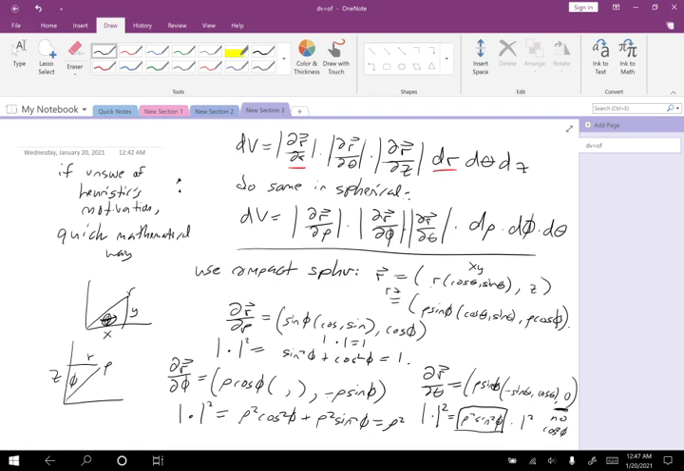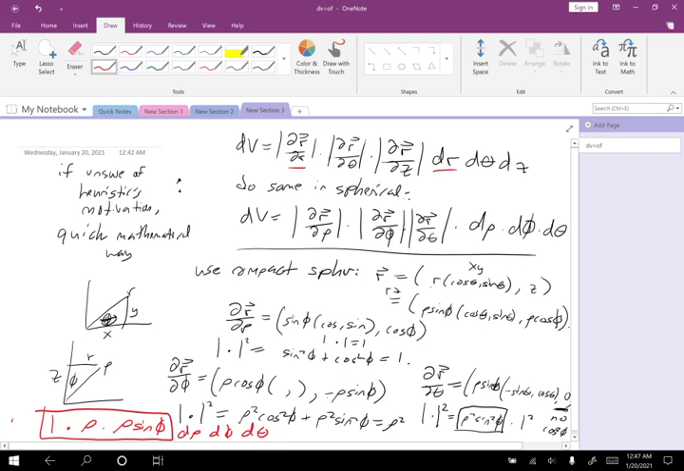Okay? So now if you multiply all these things together, we get 1 times rho sine phi. And that's that coefficient, because now we just will multiply by d rho, d phi, d theta. This will finally give us dV. And that's exactly what we want. Okay, I hope this is helpful.